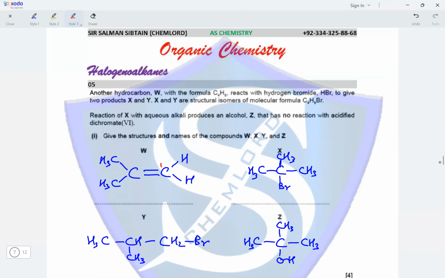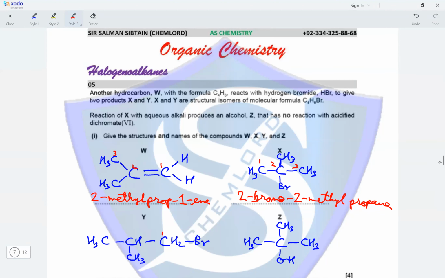So W would be 1, 2, and 3. It's propene, and there is a substituted methyl group on the second carbon atom. So the name of W would be 2 methylprop 1 ene. For X, the name would be 2 bromo 2 methylpropane.